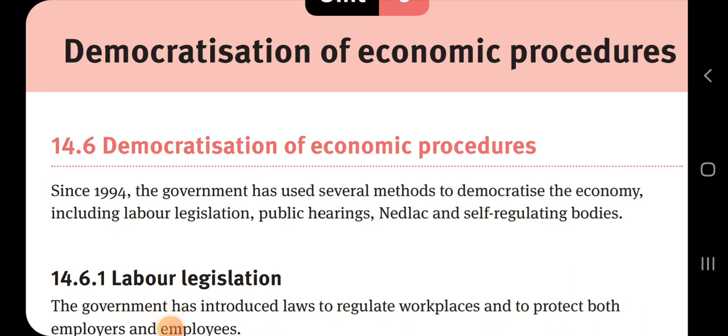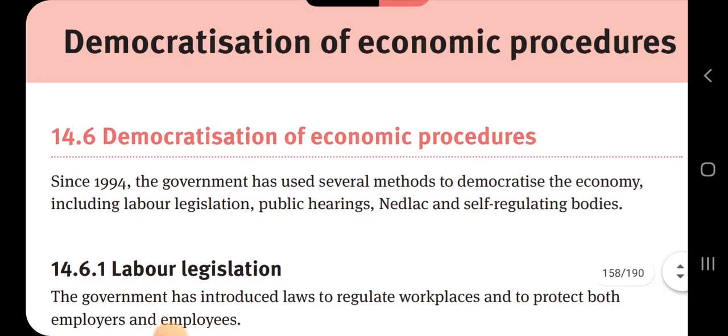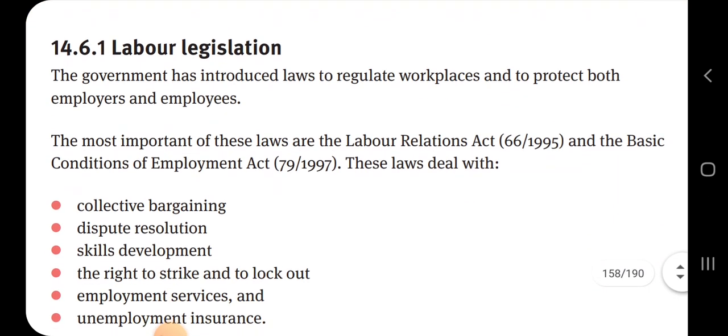So, still on the same chapter, it's very long. We're going to talk about the democratization of economic procedures. Since 1994, the government has used several methods to democratize the economy, including labor legislation, public hearings, NEDLAC, and self-regulating bodies. So it is to make the government a democracy.